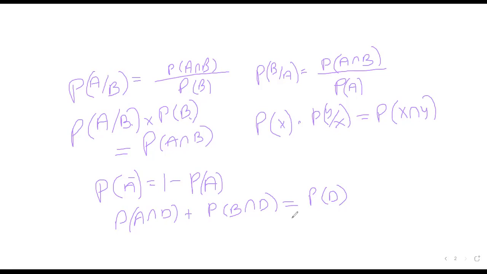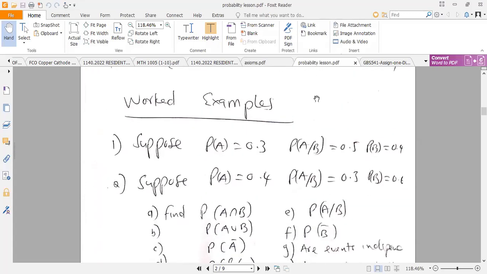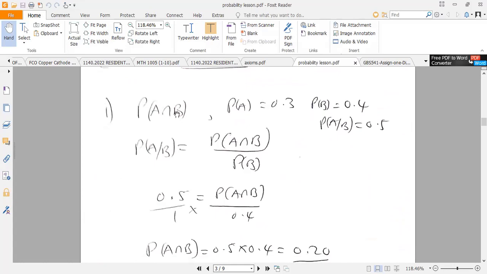All right, so we're going to look at a mini example, based on just these three that I've talked about here, before we talk about the other one. Question number 1: given probability of A is 0.3, probability of A given B is 0.5, and probability of B is 0.4. The solution: we are being asked to find the intersection of A and B. So we're given A 0.3, B 0.4, and A given B 0.5.